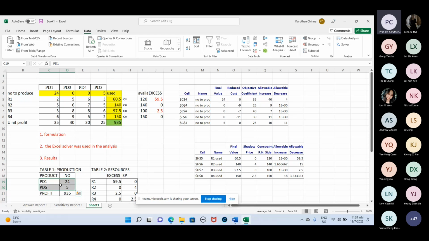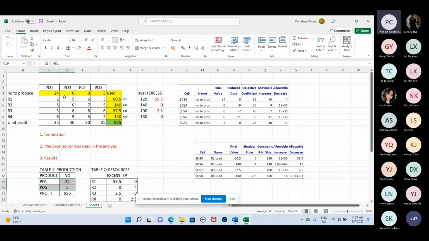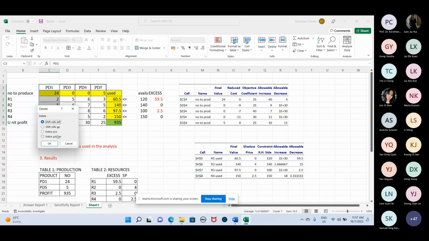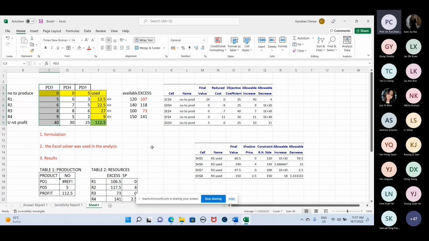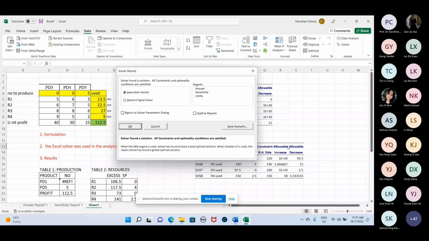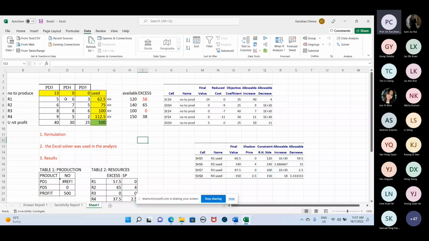If I drop something else, supposing in this case, if I drop PD1, what will happen? PD1, now there are 24. If I drop this, what will happen? Is it different now? Changes, right? That's all you want to know. Okay? That's all for question number one.